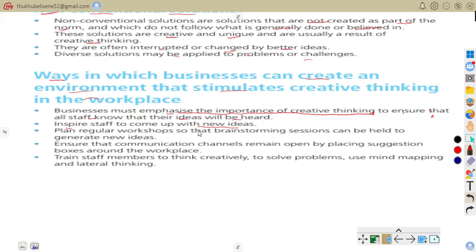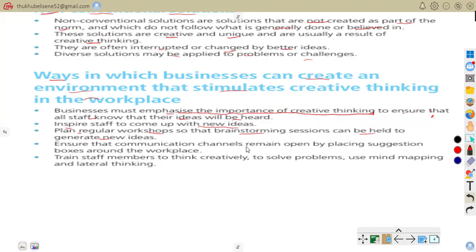Plan regular workshops so that brainstorming sessions can be held to generate new ideas. So you plan workshops as well as brainstorming sessions. By so doing, you create opportunities to generate ideas.